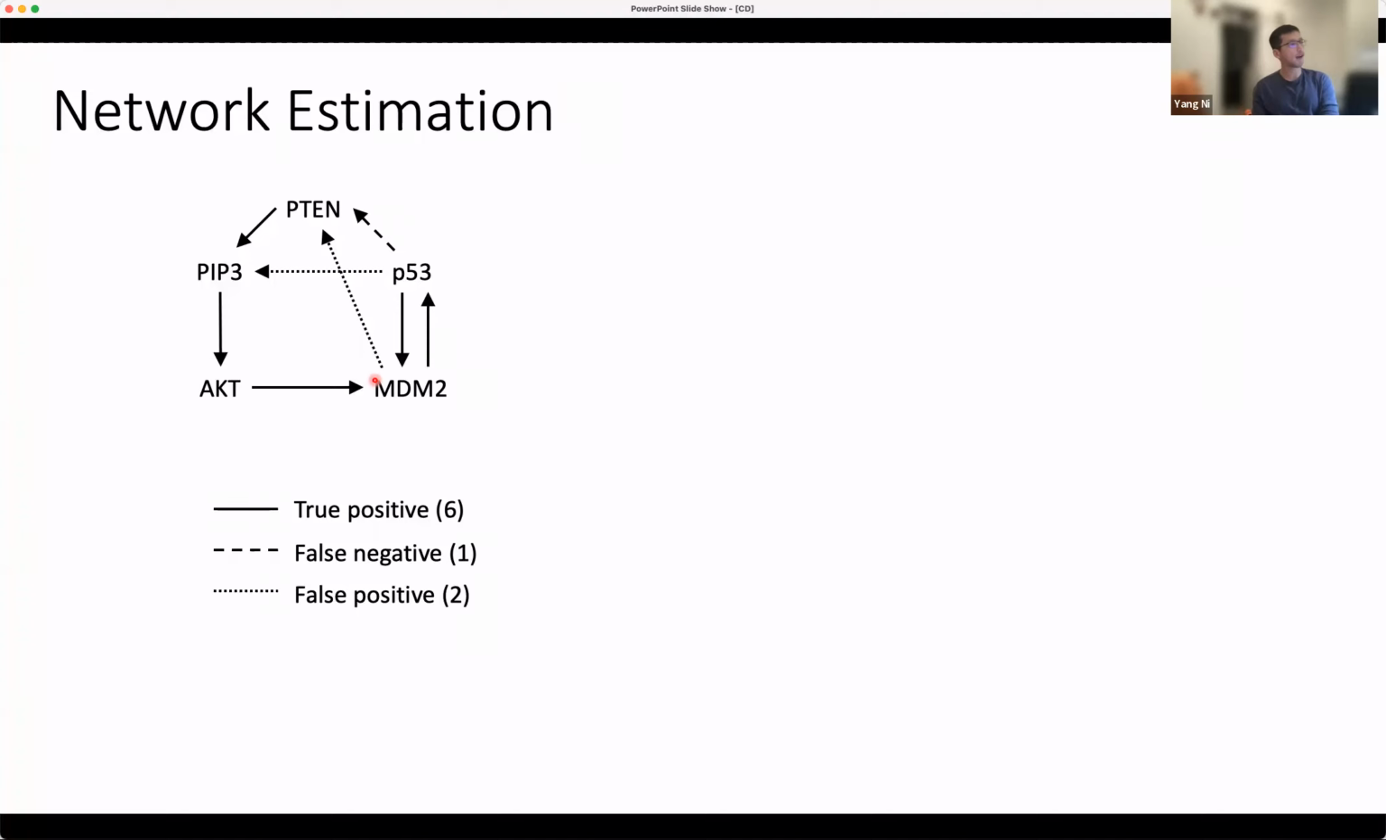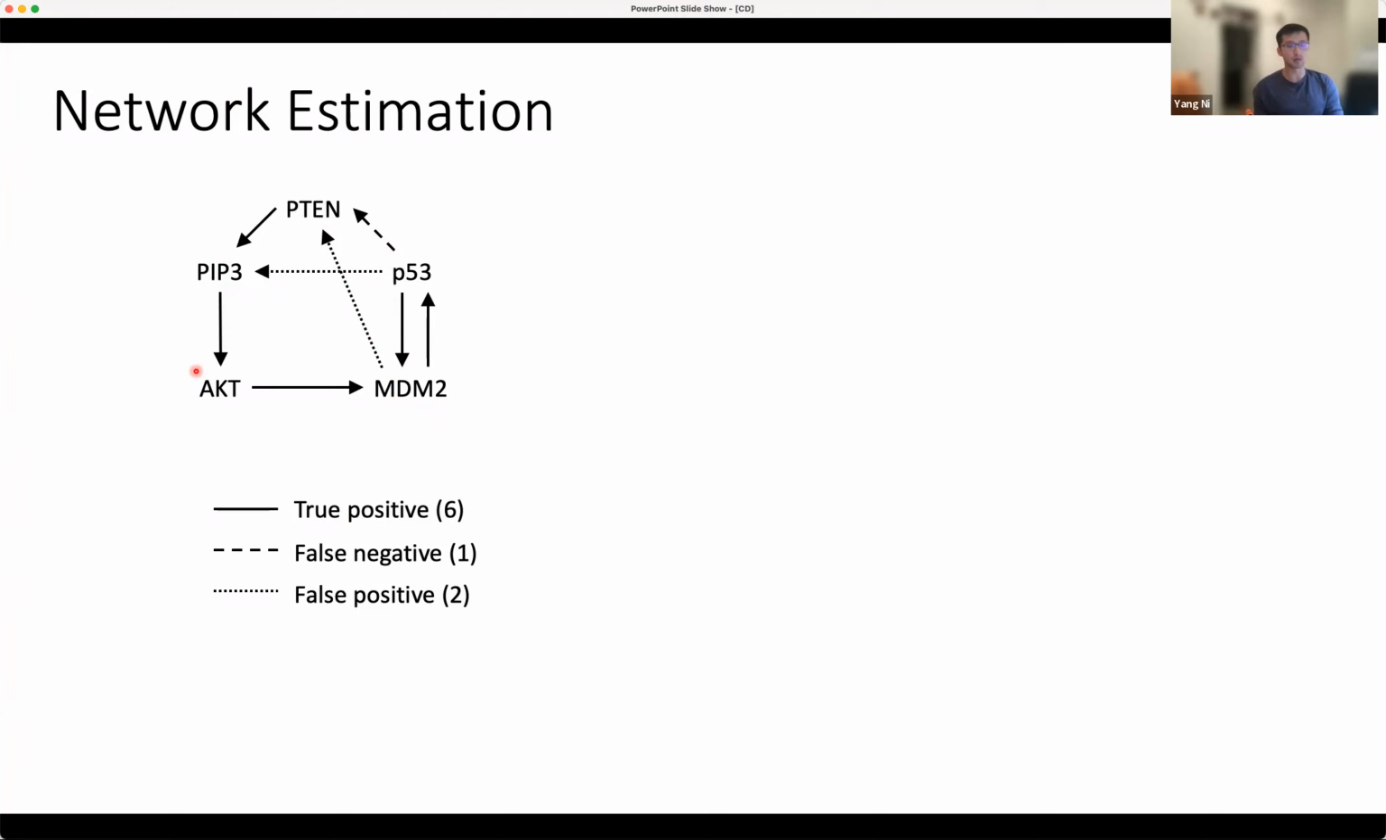Again, I think we have reasonable power and pretty good specificity. Notice that we identified this cycle correctly. We did have a false negative, but overall we did not add many false positives. So we're pretty happy with this result, at least for this pathway. But of course, this is just a small pathway.